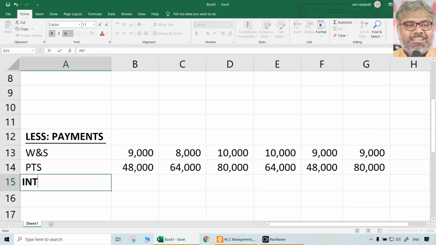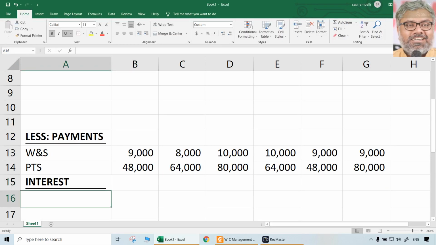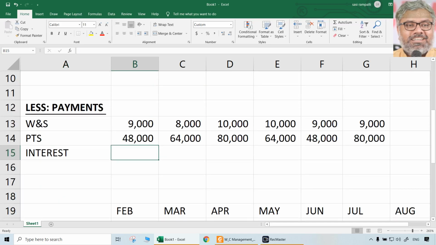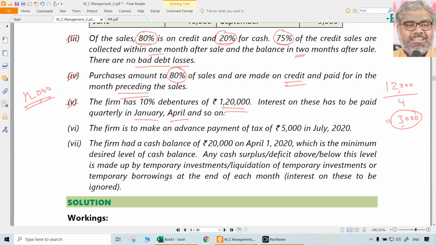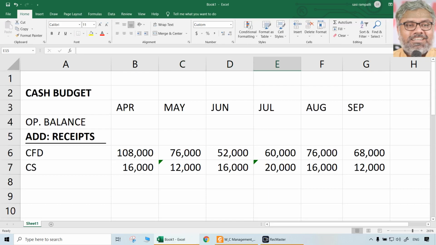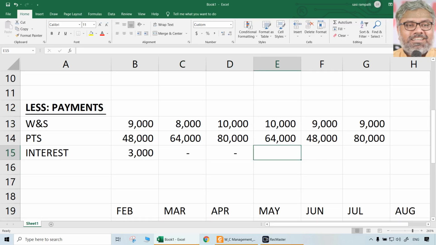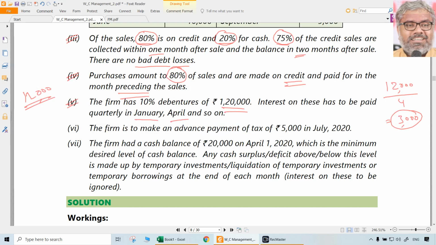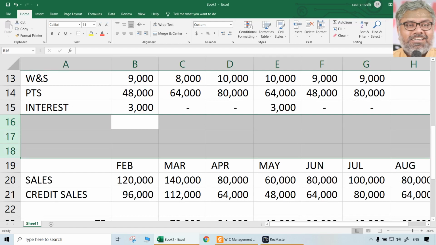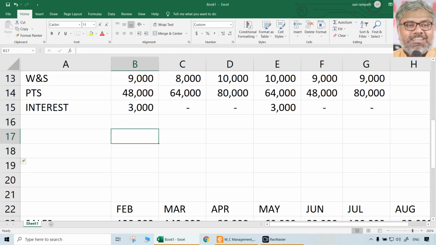The main answer, interest. In April, there should be an outflow of 3,000; 3,000 rupees should be paid. After that, May, June, nothing will be there. Again, when the next payment comes, in July, another 3,000 has to be paid. Then for the next 2 months, there is nothing. Like this, the payment of 3,000 has to be made every quarter. In this particular 6 months, we had only 2 quarters. So in those 2 months only, there will be such a payment.